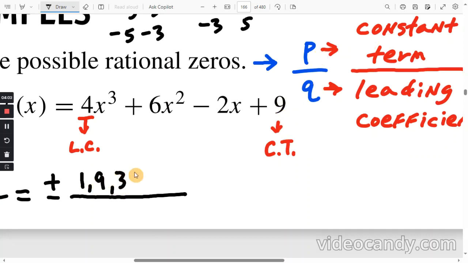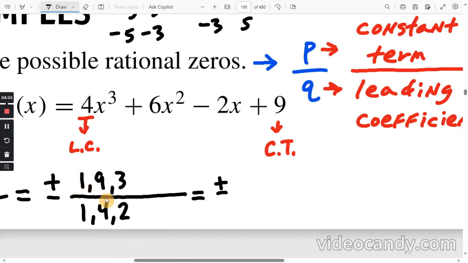That's in the numerator. Okay, and now in the denominator, the factors for the leading coefficient, that's 4. What times what is 4? Well, we know 1 times 4 equals 4. And we also know 2 times 2 equals 4. Okay, but we don't need to write the 2 twice, just once. All right, and now I am going to break this up into smaller fractions. We still have the plus minus.